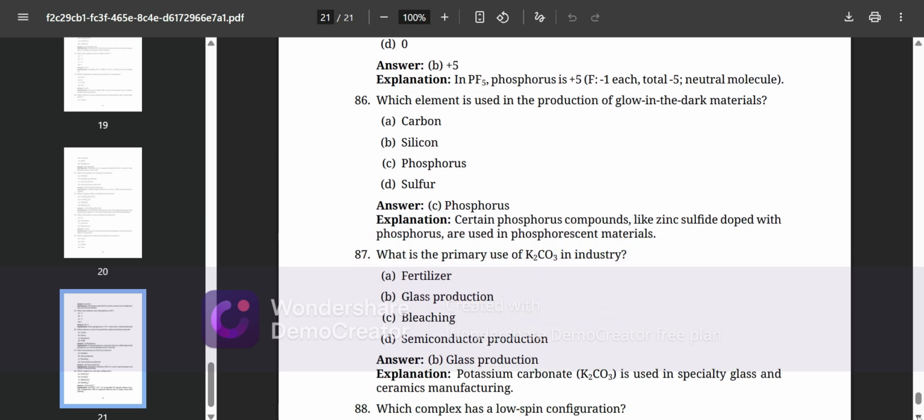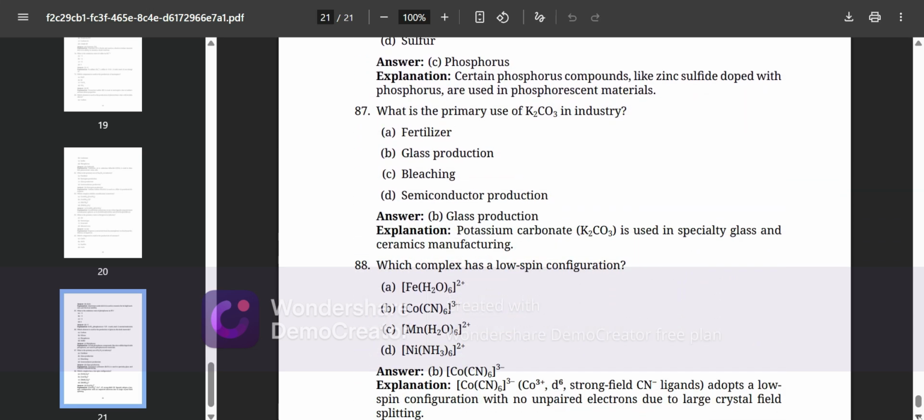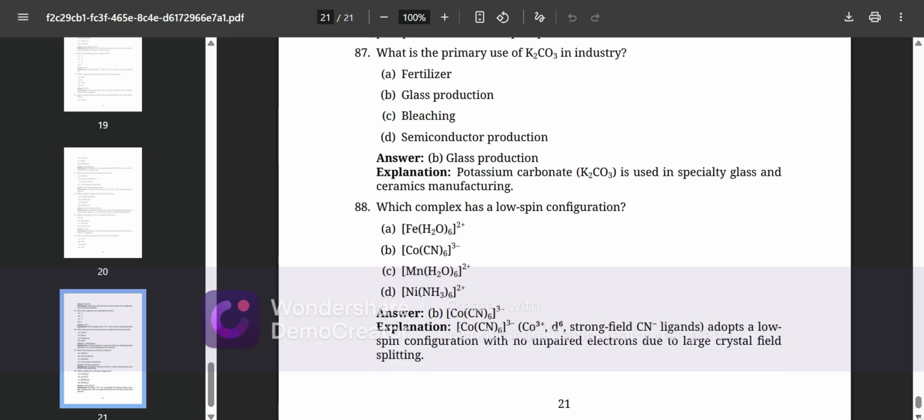phosphorescent materials. What is the primary use of K2CO3 in industry? Glass production. Potassium carbonate, K2CO3, is used in specialty glass and ceramics manufacturing.